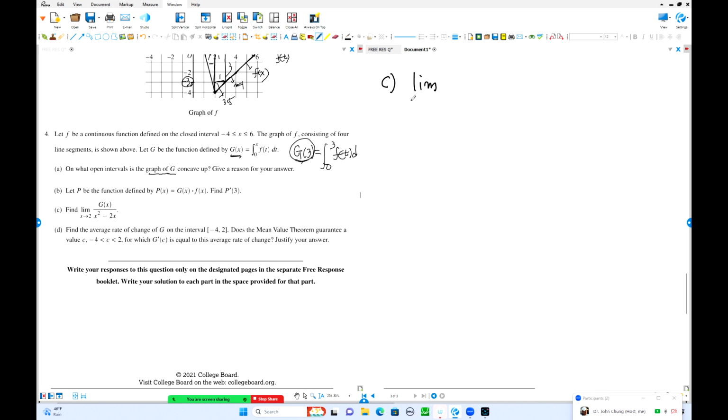Limit as x approaches 2 of g of x over x squared minus 2x. G of x over here, can you see that? Now replace with this one: g of x looks like the integral from 0 to x of f of t dt, over x squared minus 2x. I'm going to factor this, or it doesn't matter.